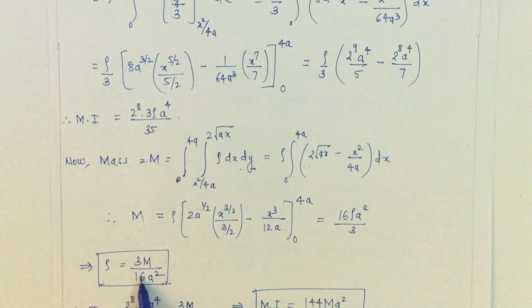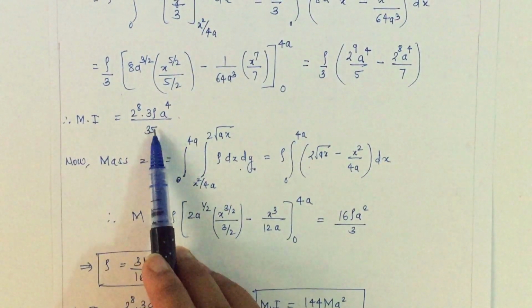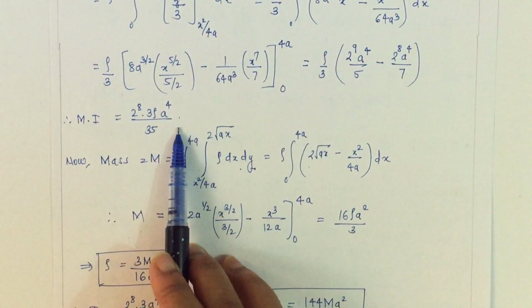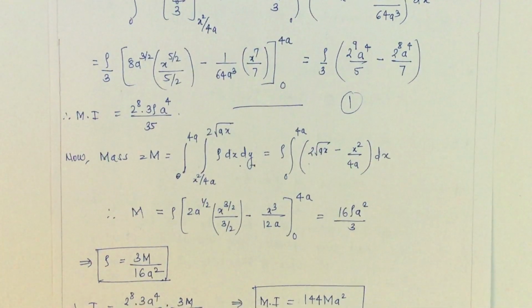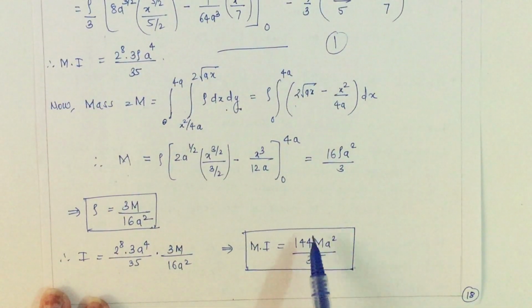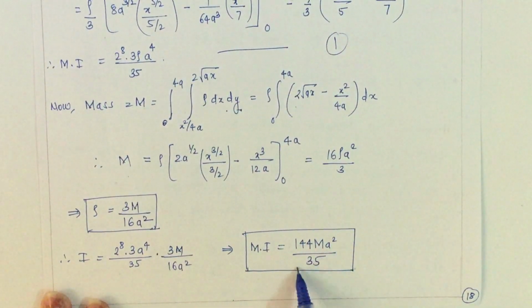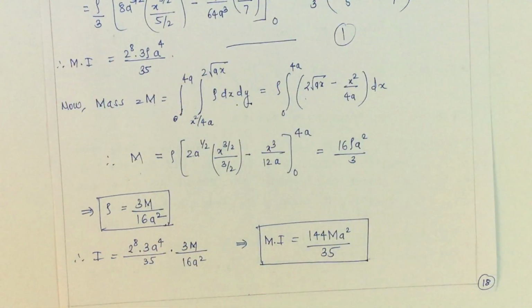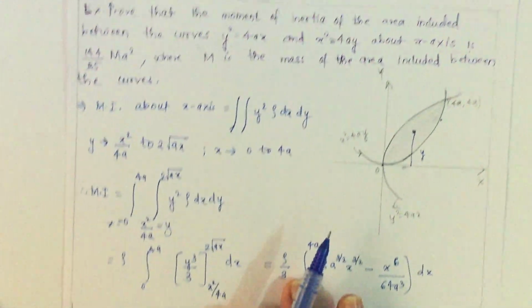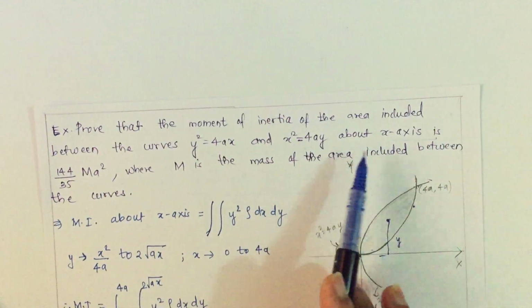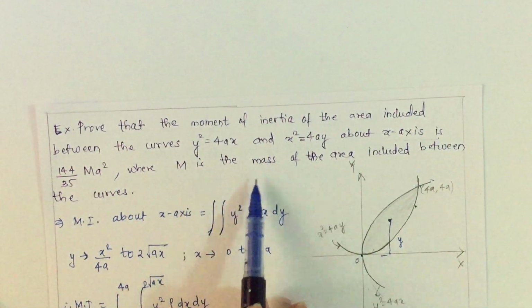Okay, now we know what rho is. Substitute this value of rho in this moment of inertia term, and this is equation 1. So finally what moment of inertia do we get? 144 ma square upon 35. Okay, this is what we needed to prove: the moment of inertia of the area included between the curves, that is, the two parabolas.